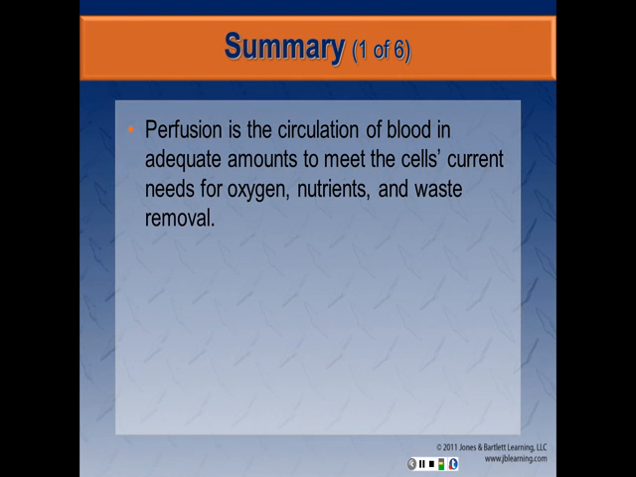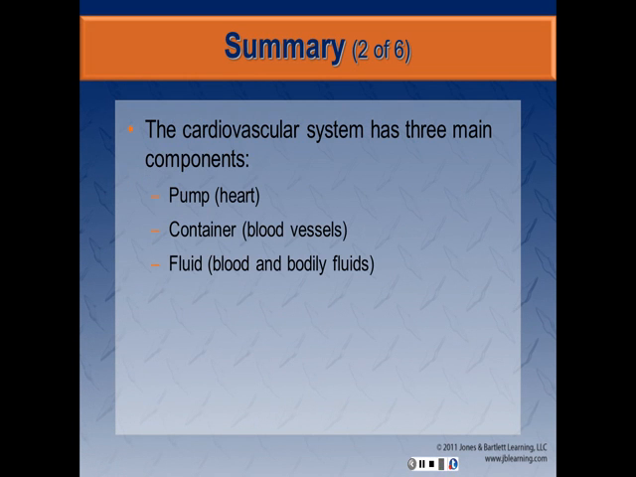In summary, perfusion is the circulation of blood in adequate amounts to meet each cell's current needs for oxygen, nutrients, and waste removal. The three arms of the perfusion triad must be functioning to meet this demand. This includes a working pump, the heart, a set of intact pipes, the vessels, and proper fluid volume, which is enough oxygen-carrying blood.